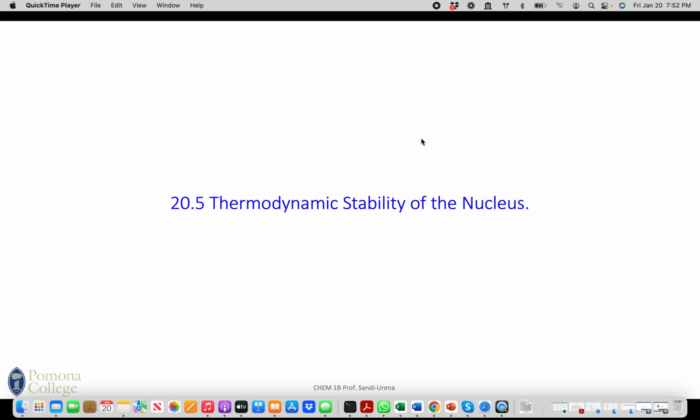Let's now look at the thermodynamics of these nuclear processes, decay processes. Thermodynamics, remember, is where we study the different transformations of energy in chemical systems: how energy is given off, how energy is being absorbed in chemical processes.